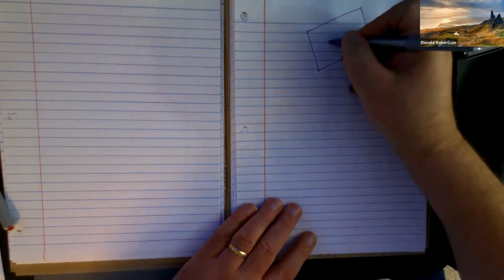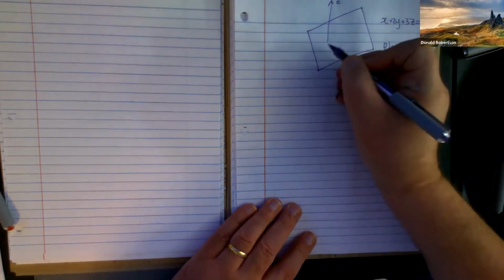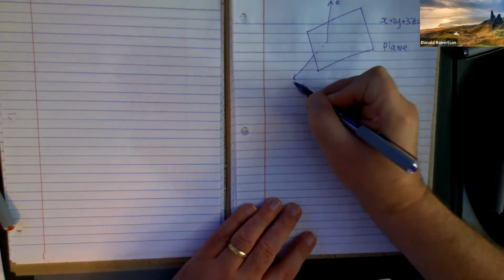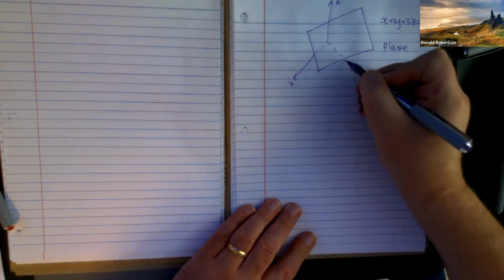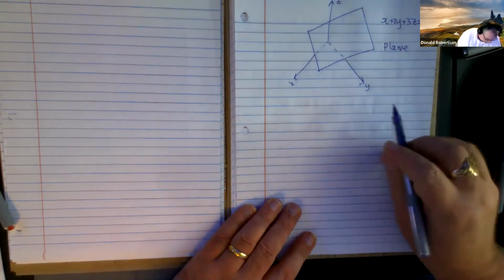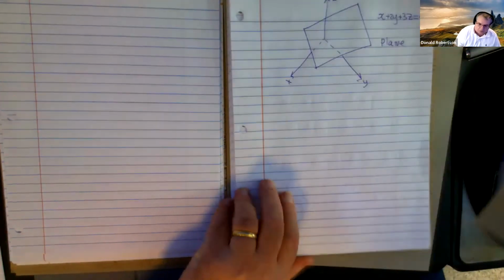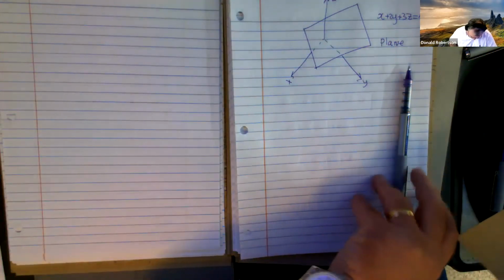Now, if you add in some axes, it might help. That could be the z-axis. There would be my x-axis. And there would be my y-axis. So a plane would be like this guy. See this guy here? You imagine bending at a weird angle, it can go on forever. That's what planes look like.